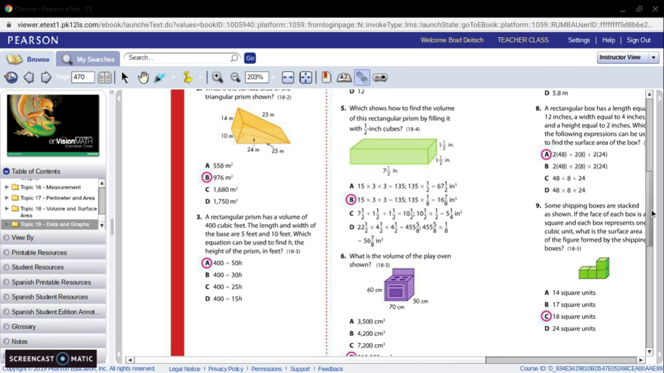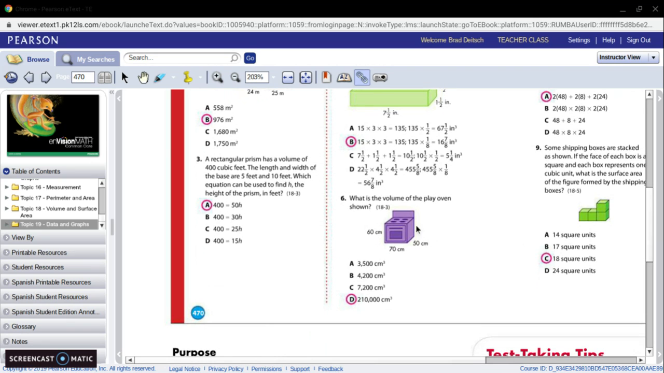All right, so if we scroll down, number 6. A lot of times people have confusion about this picture. Don't worry about this back part of the stove. Just know it's going to be length times width times height. So 70 times 50 times 60, which is D.